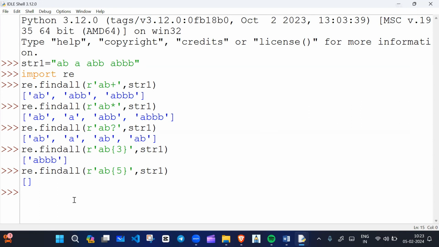If I say B how many times? 1 time B. So it will match this and this also. No, no, no. It will not match this. 1 time B means this only. Let's see what happens. It is matching 1 time B. What is the meaning of this? 1 time should be there. So 1 time, and 1 time. It will fetch this, this, and this. But it will not fetch this. Why? Because B is not there.